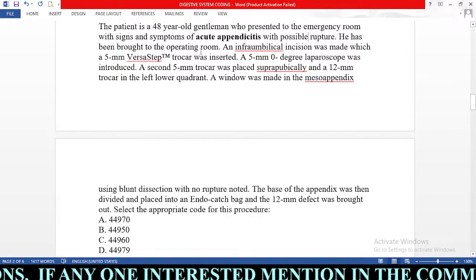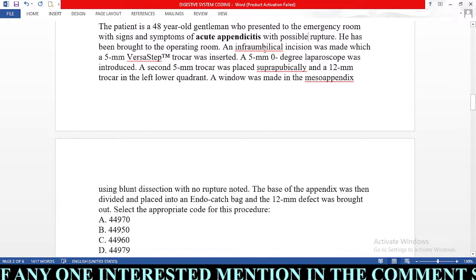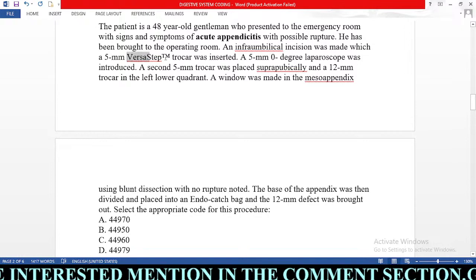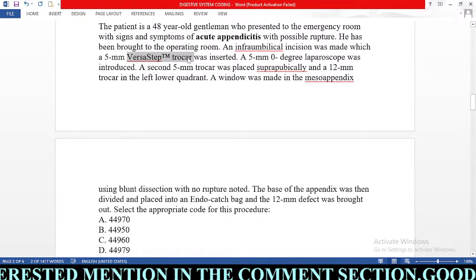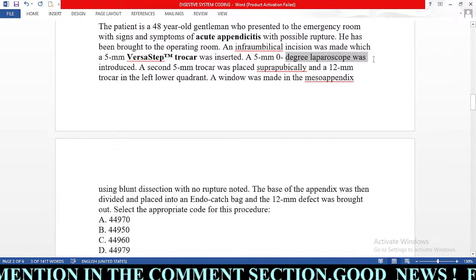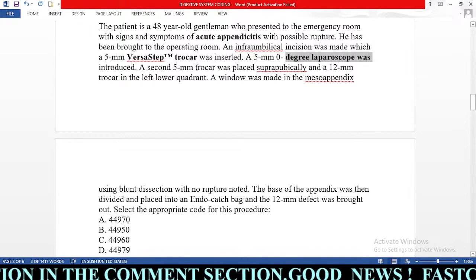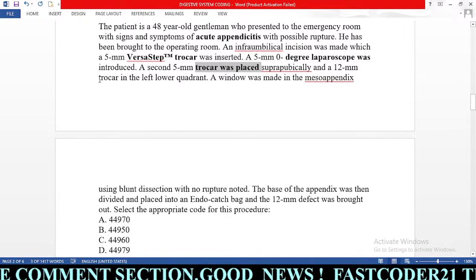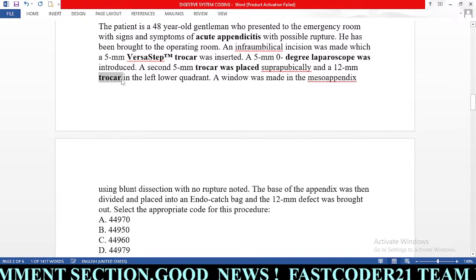So he has been brought to the operating room and an infraumbilical incision was made, with a Veress step trocar. So here it is enough for us to code a laparoscopy procedure. Here also a laparoscope was introduced. A second 5 mm trocar was placed. These are all keywords, and here also the physician has used a trocar.